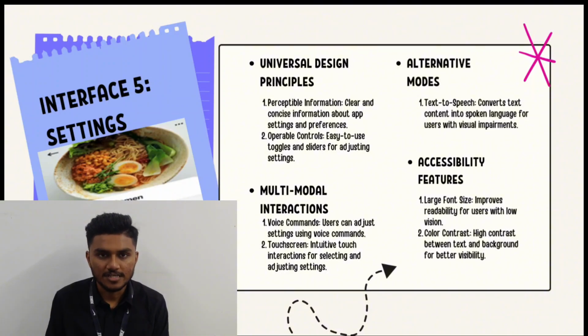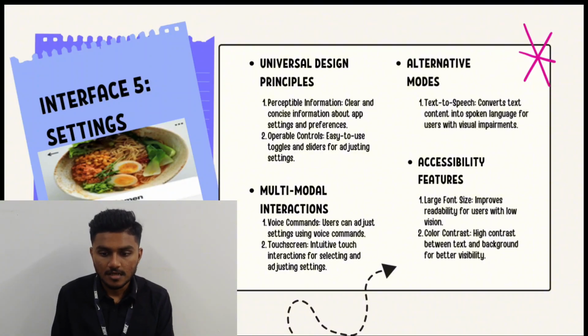The second one is multimodal interaction. Voice commands: the user can adjust settings using voice commands. And then we've got the screen, intuitive touch interaction for selecting and adjusting settings. The third one is alternative modes. Here we have text to speech, which converts text content into spoken language for users with visual impairments. The last one is accessibility features. Here we have large font size, improved readability for users with low vision, and color contrast, high contrast between text and background for better visibility.